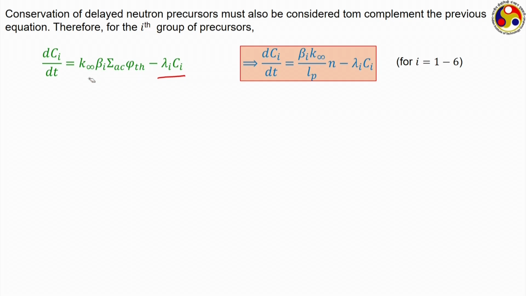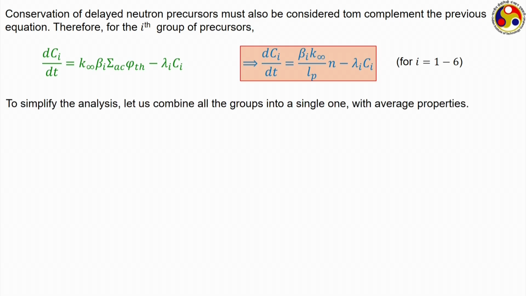Actually, if we consider an 8 group model, then i will vary from 1 to 8, but generally the 8 group model is quite complicated. In the 6 group model itself, we have to deal with 6 different precursor groups and their properties. In 8 group, the complexity is even more. So, we generally stick to the 6 group model. But here we are going to do a very simple analysis.